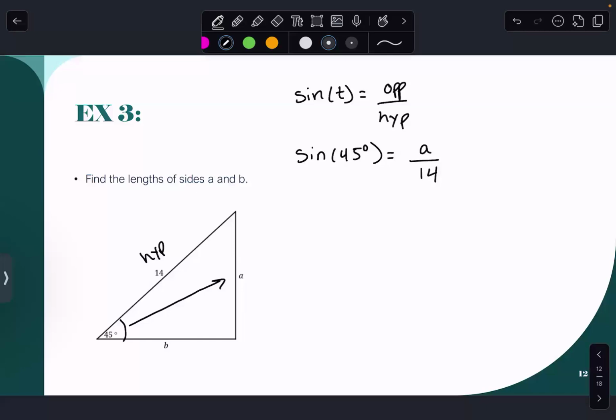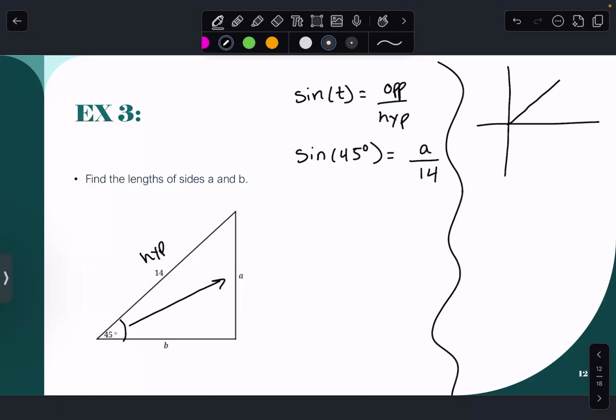The difference is whether I need a decimal answer or a specific answer. I'm going to show you guys the specific answer just because I think it's important to know this as well. So I'm going to go off to the side here, and we're going to find out what sine of 45 degrees is. I'm going to take you guys back to our standard position, 45 degrees.